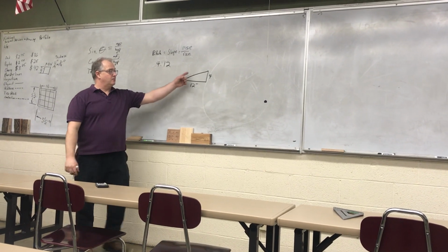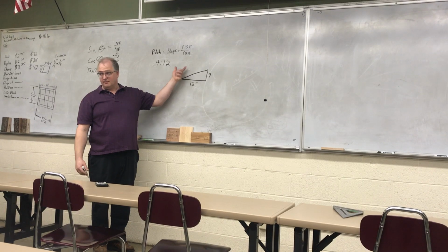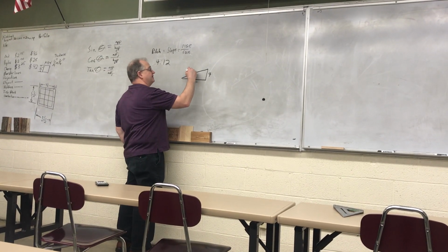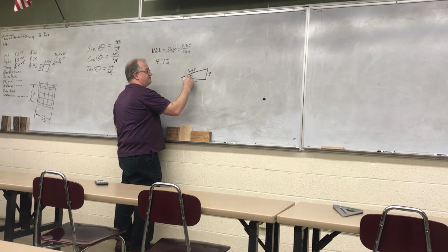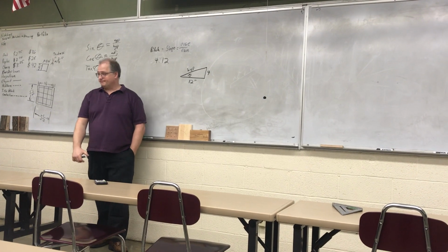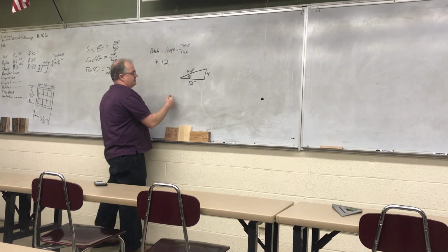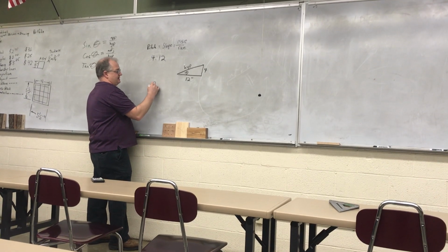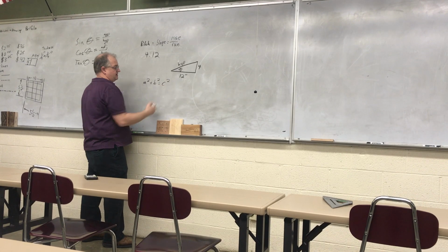So what side would this be? The longest line is always the hypotenuse, right? So this is the hypotenuse. And let's say this is our angle of theta. Which trig function do we want to use to determine this? A squared plus B squared is C squared. All right, so we could go a squared plus b squared equals c squared.